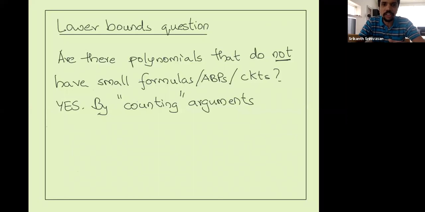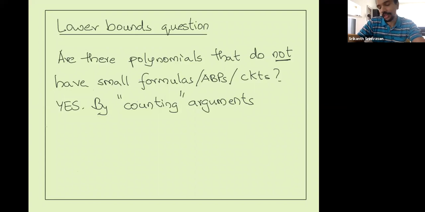So over a finite field, for instance, you could just count the number of formulas which are small, the number of ABPs that are small, or the number of circuits that are small, and you could give a bound on that. On the other hand, you could count the number of polynomials that you might be interested in computing, and you just show that the number of polynomials is larger than the number of small formulas, and therefore there must be a polynomial that does not have a small formula. So you can make these silly counting arguments. There are some variants of these counting arguments, like dimension counting, in infinite fields as well. So the answer to this question is actually yes.